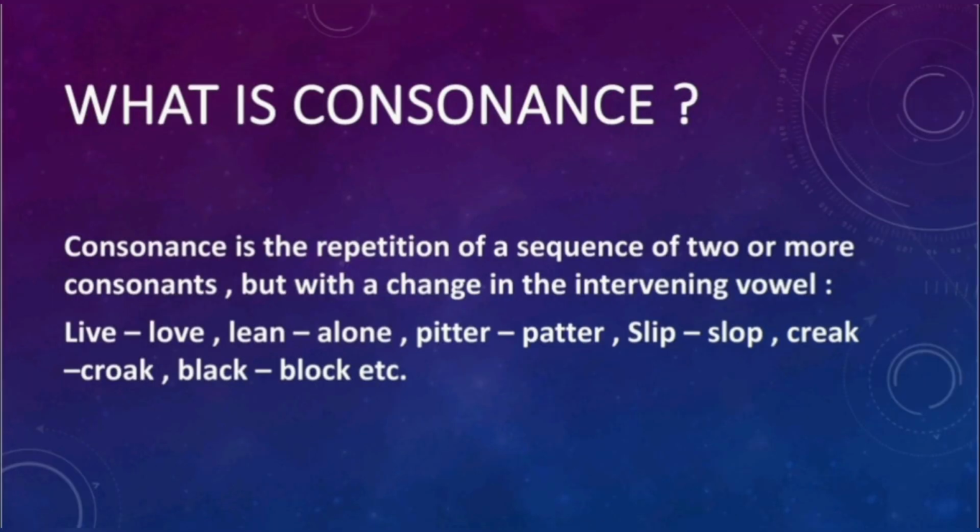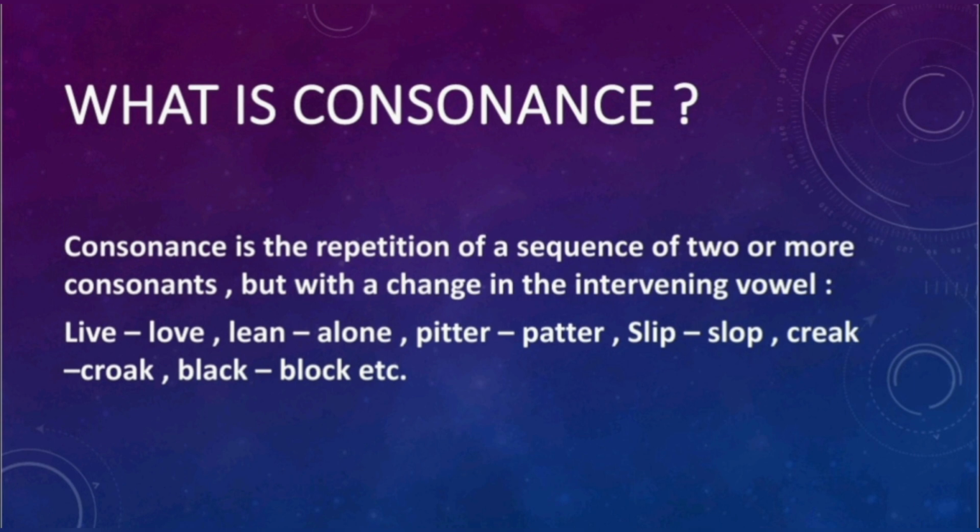What is consonance? Consonance is a literary technique. It is the repetition of a sequence of two or more consonants but with a change in the intervening vowel. So basically, by using consonance you use similar consonant sounds, but the vowels in these words are different in sound. It is the repetition of identical or similar consonants in neighboring words, and the vowels are basically different. They are not the same.